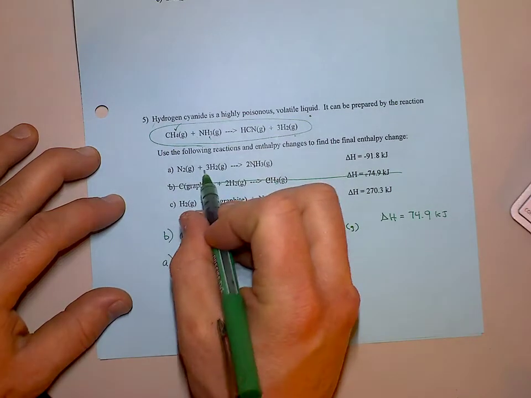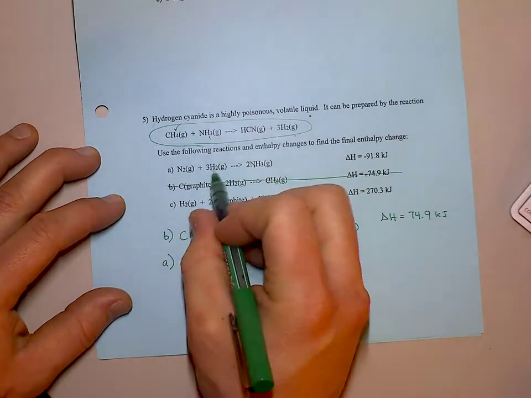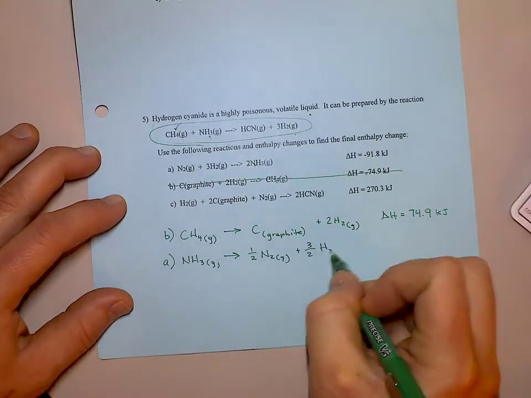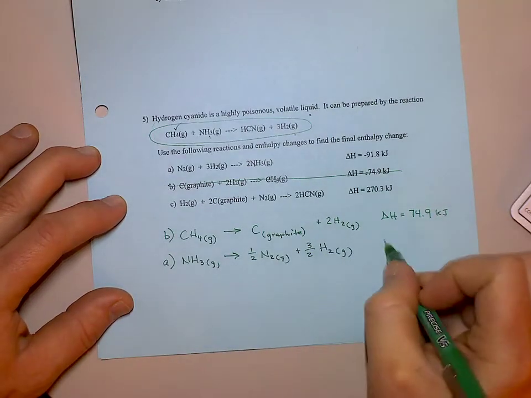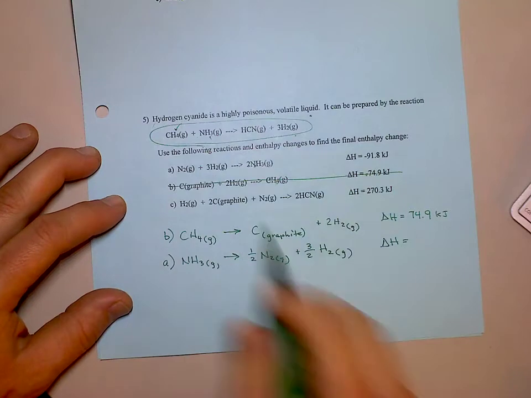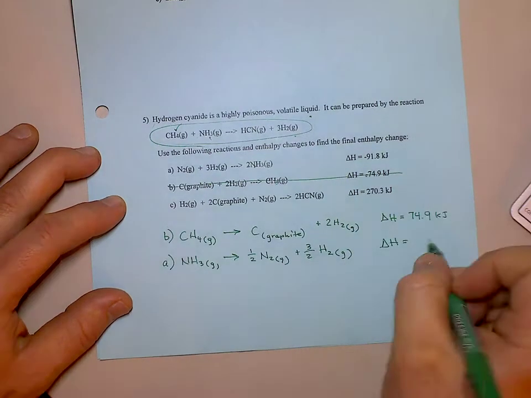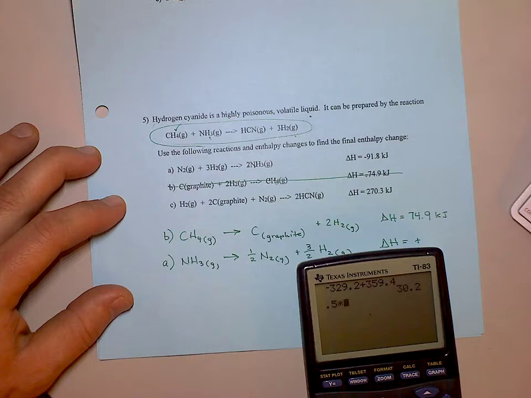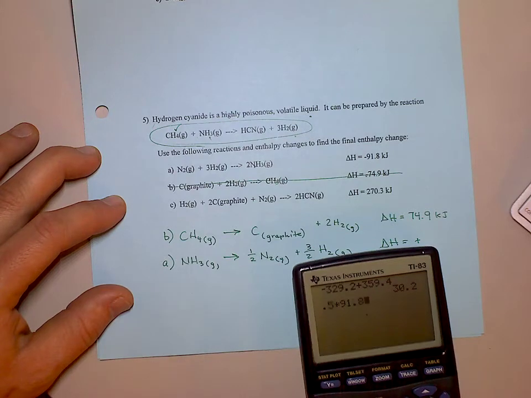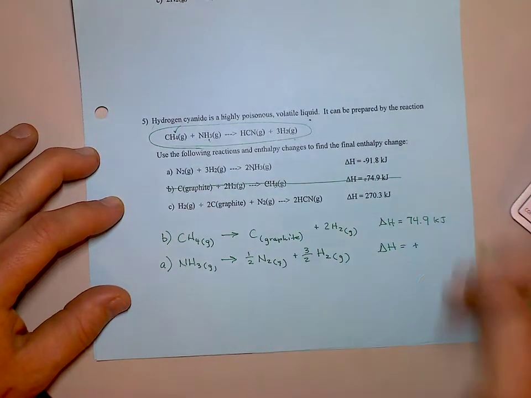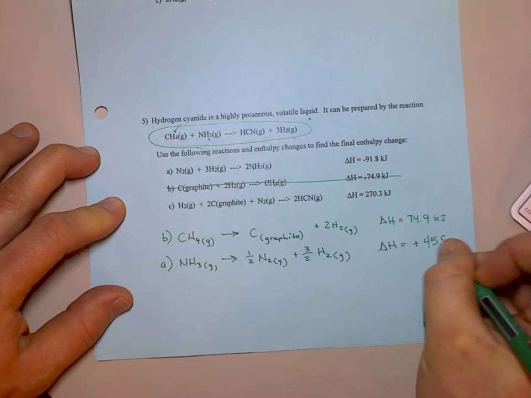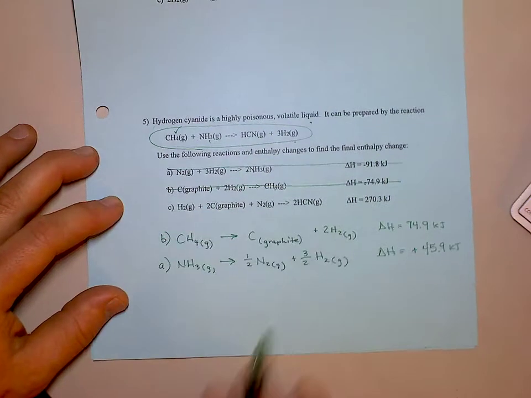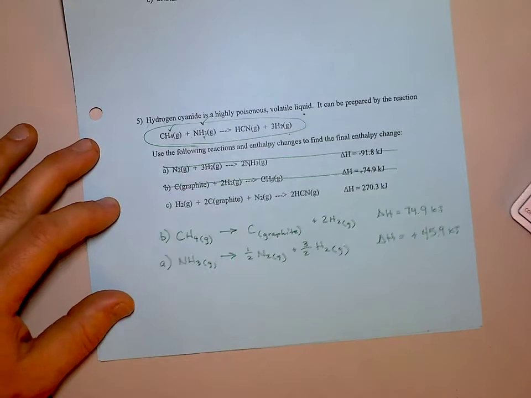And this is a little tricky perhaps. Plus, I had 3 H2s. Half of that is 3 halves or 1.5 H2 gas. Okay, and again, the delta H now is going to become positive because we flipped the reaction. And then 0.5 times 91.8 gets you 45.9. So positive 45.9 kilojoules is your delta H there. So reaction A is good, NH3 ammonia is good.